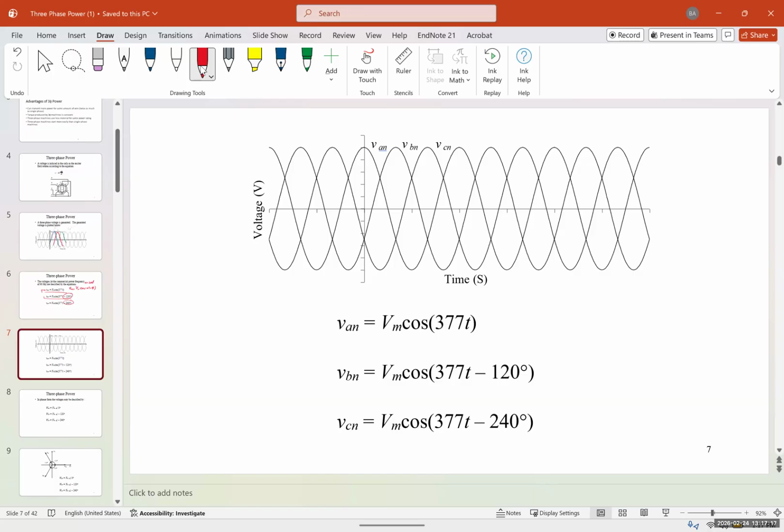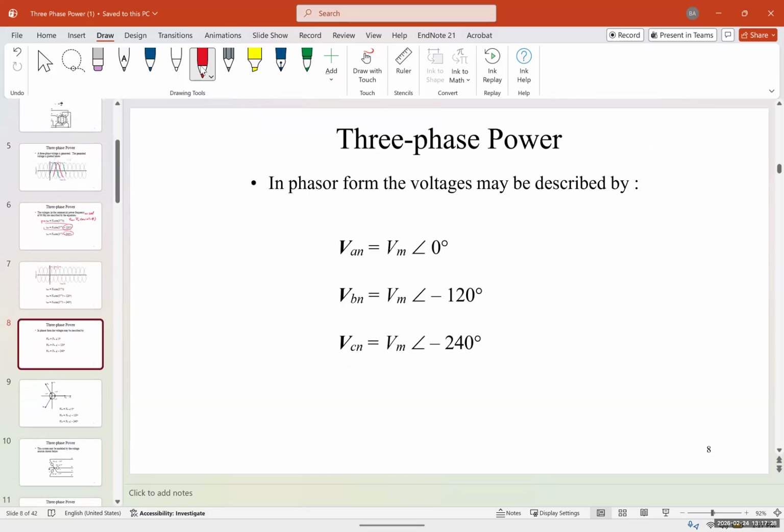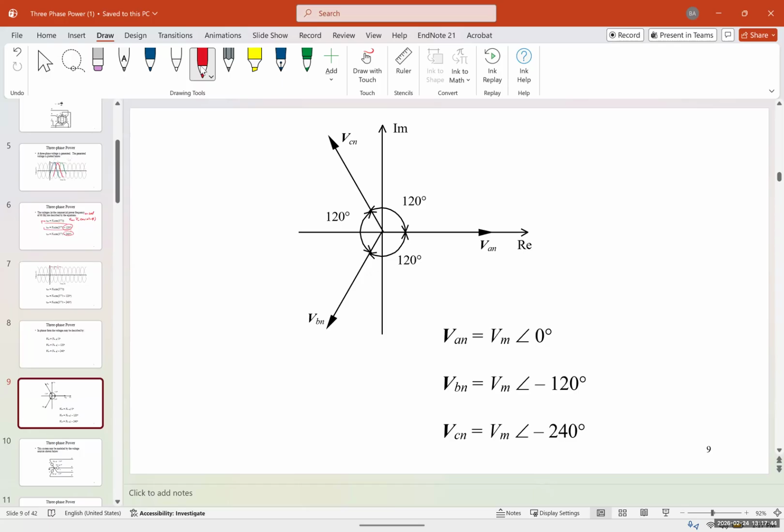Now, again, as mentioned, these are the phase shifts that we have, which are 120 degrees apart. We can also show this in phasor mode. We'll show it like this. VAN is going to be VM, which is the amplitude, with the degree of 0 degrees. The second phase is going to be negative 120 degrees, and the third phase is going to be negative 240 degrees. Now, this graph shows the phasor.